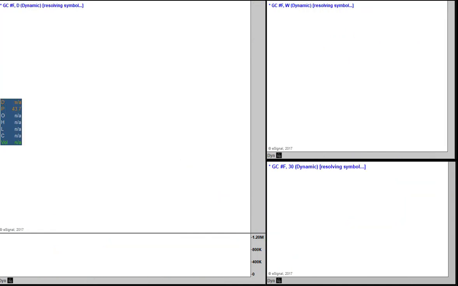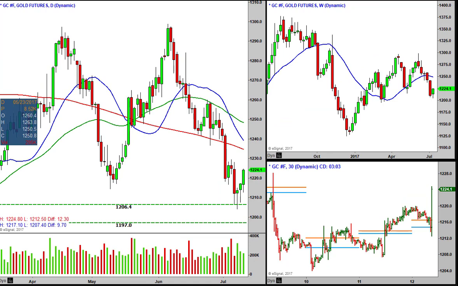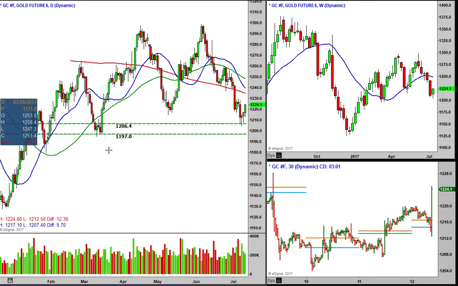And gold bouncing. And here is an example of an area of support. So while prices could have come down all the way to the bottom of that area, this congestion right there, right? You mark off the area, not the exact point.